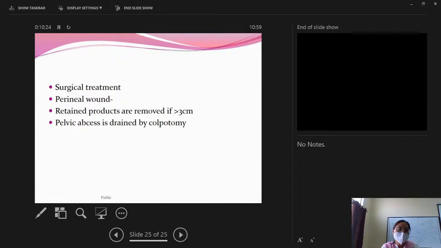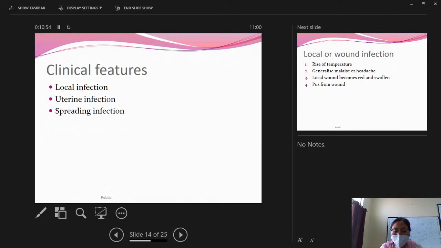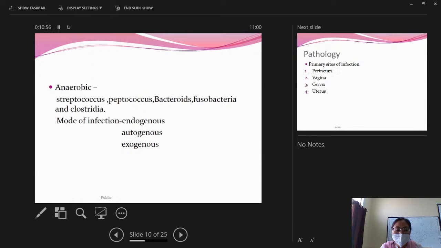If there is a surgical wound, like a perineal wound in case of episiotomy, then wound debridement might also be required. If there is a retained placenta more than 3 centimeters, then we might have to evacuate. If there is a pelvic abscess, maybe we have to drain the abscess by doing a colpotomy. Okay, that finishes your lecture for puerperal sepsis.